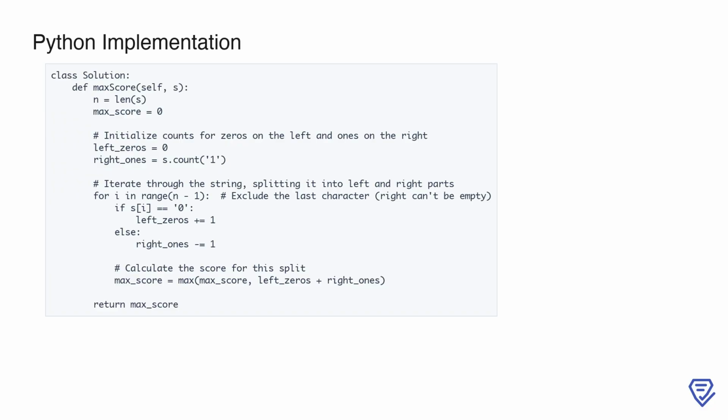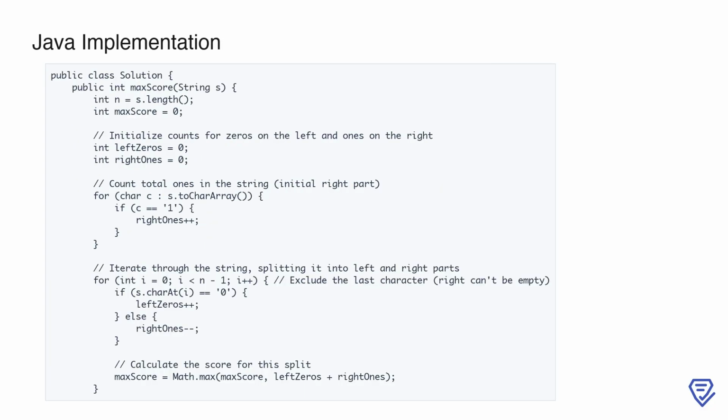5. Return the result. After iterating through all possible splits, the function returns max_score as the maximum score obtainable. This solution is efficient with a time complexity of O(N), where N is the length of the string. The traversal of the string and the count operation are both linear, ensuring optimal performance. The implementation avoids unnecessary computations and handles all edge cases, such as strings with only zeros or ones, by ensuring both substrings remain non-empty. Here, we begin the Java implementation of the solution.